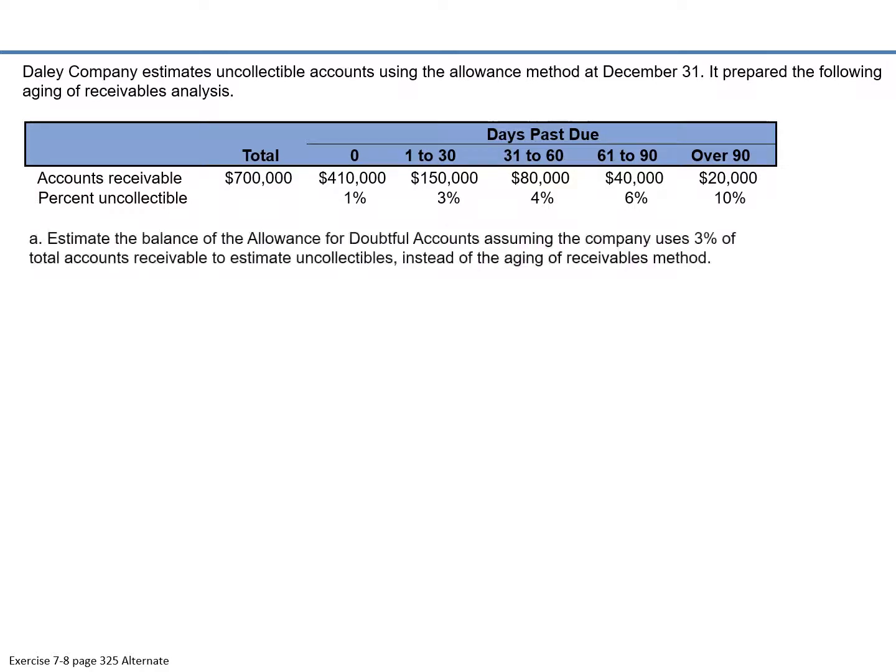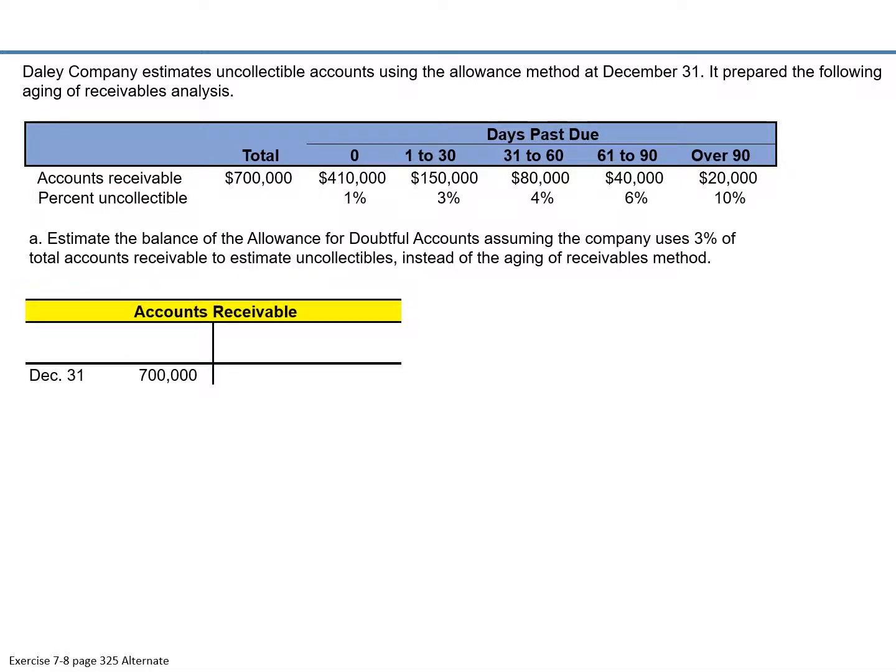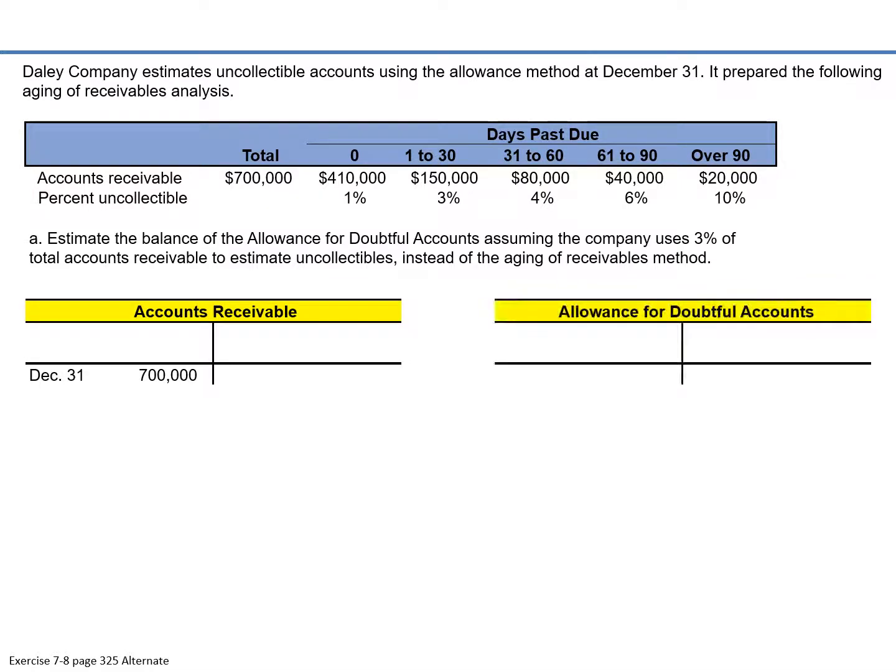Same idea here. They're using the total accounts receivable method rather than the aging. So, why don't you pause the recording, give it a shot, and then you can resume the recording and we'll go through the answer.